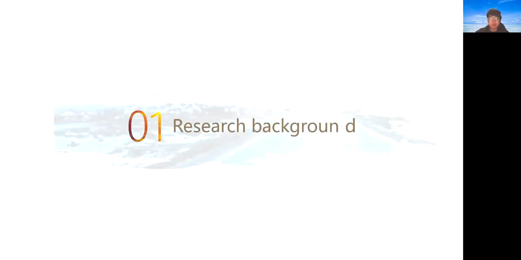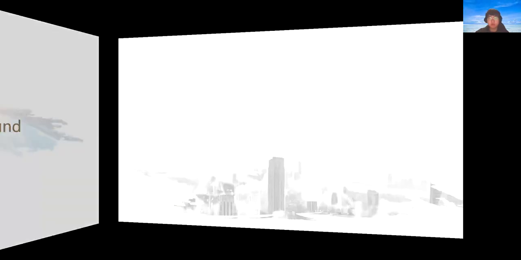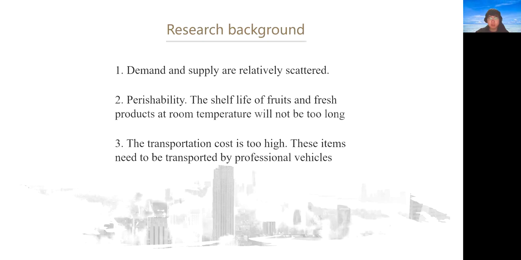The first part is the research background of the paper. Although the development of logistics and express is very fast, the development of cold chain express transportation is relatively slow. The main reasons are as follows. The first is that demand and supply are relatively scattered. The second is perishability. The shelf life of fruits and fresh products will not be too long at room temperature. The third is that the transportation cost is too high. These items need to be transported by professional vehicles.